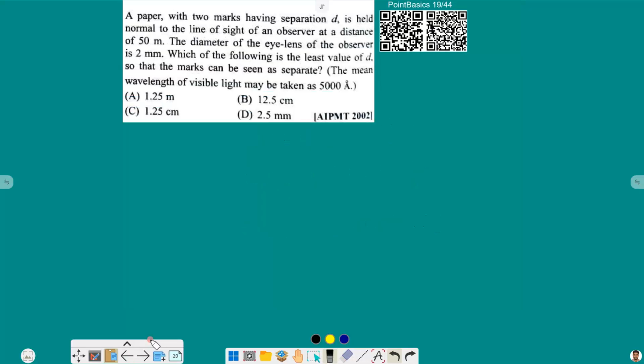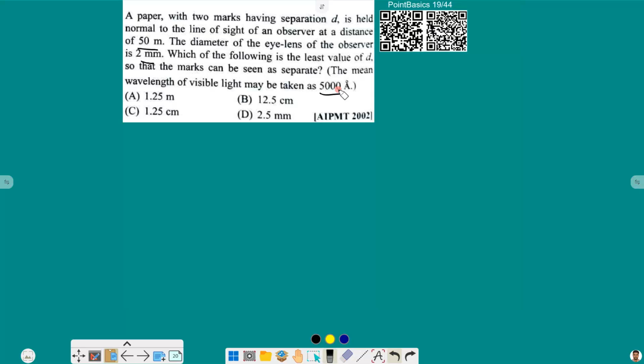Now next one. A paper with 2 marks having separation D is held normal to the line of sight of observer at a distance of 50 meter. The diameter of the eye lens of the observer is 2 millimeter. Which of the following is the least value of D so that marks can be seen as separate? The mean wavelength of the visible light is 5000 angstrom.